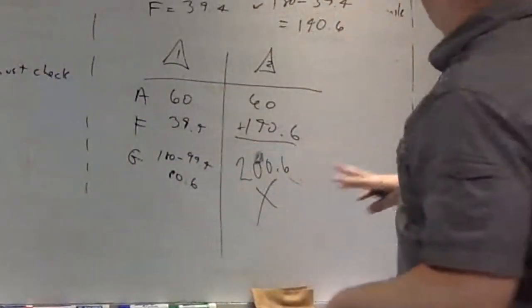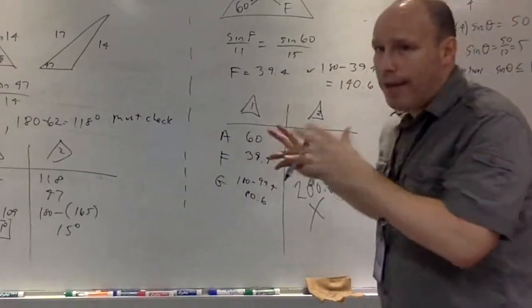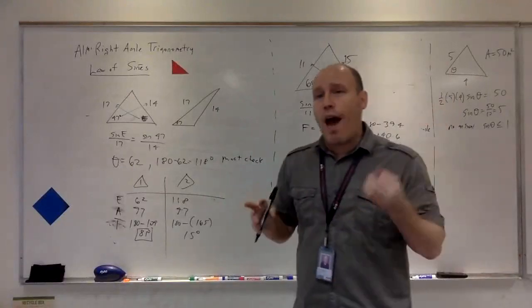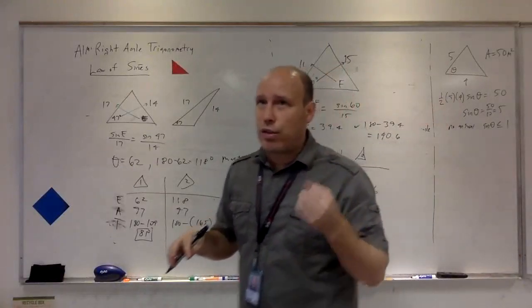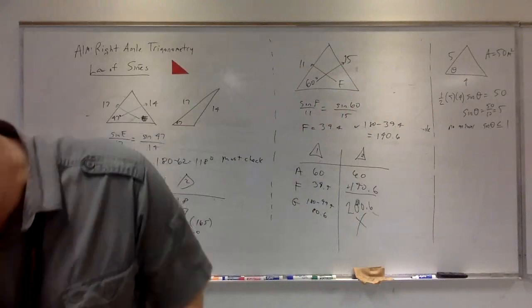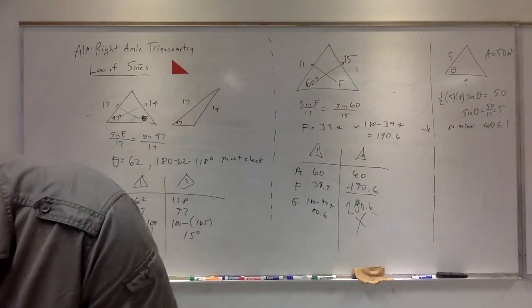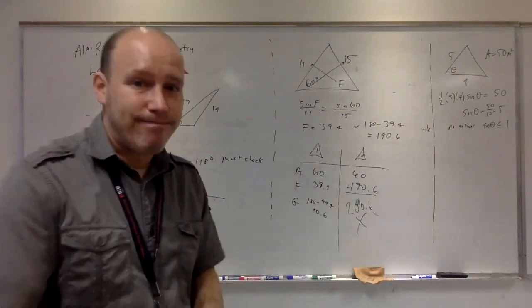So this is the problem you come into with area of a triangle and law of sines. They both involve sine, therefore you have to be careful that you acknowledge that there are two possible answers. And I think that's it. We're good.